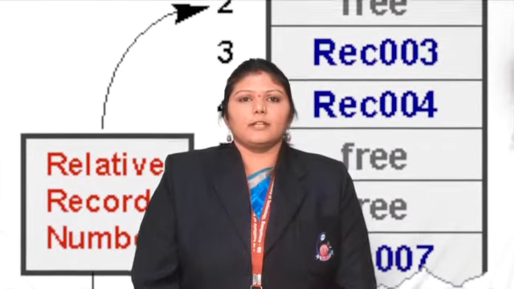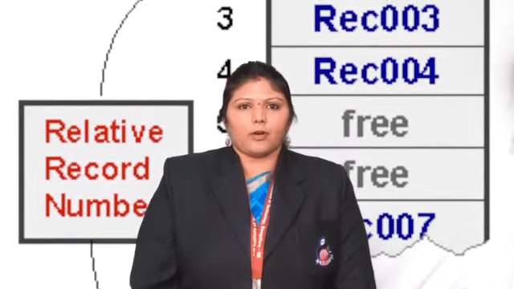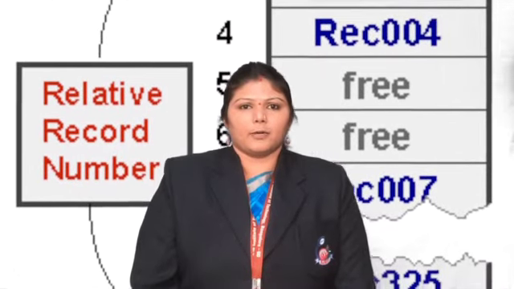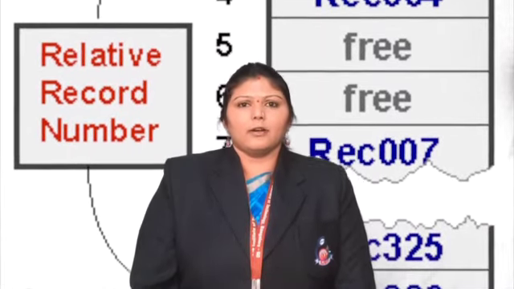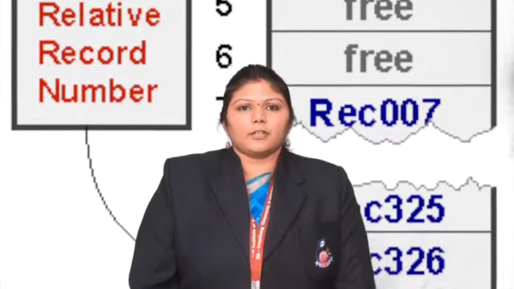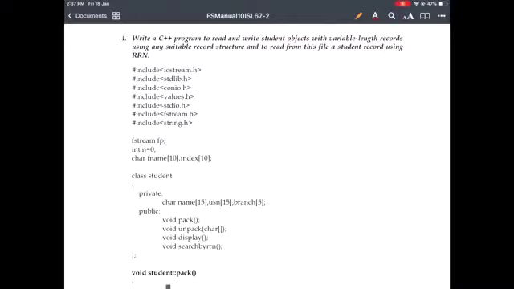Fourth program deals with how to search a record using relative record number. RRN is a number which is given to a record in the index. So RRN starts from 0. Let us take a look at the fourth program. Fourth program is to read and write student records, each of variable length, and we are reading these records using RRN. RRN stands for relative record number.